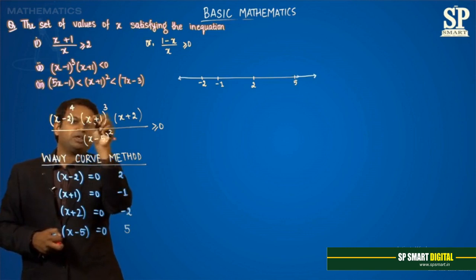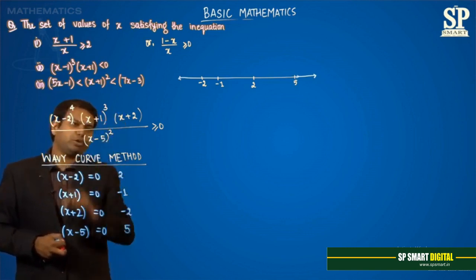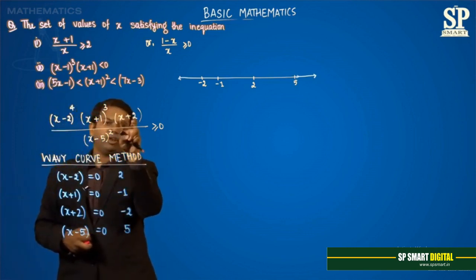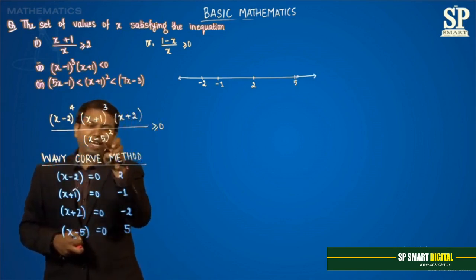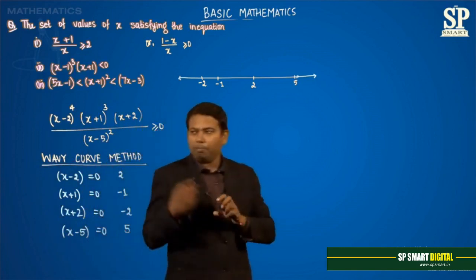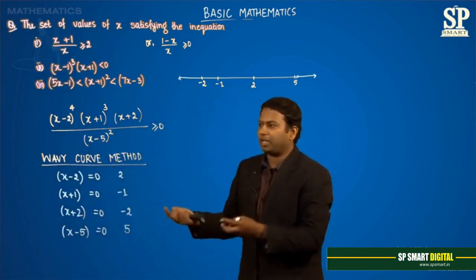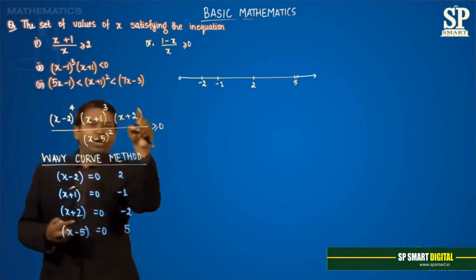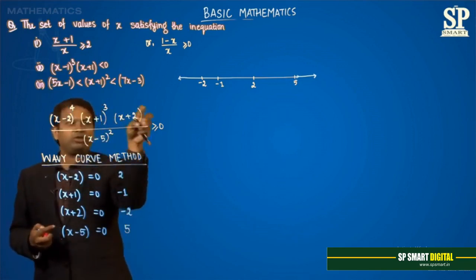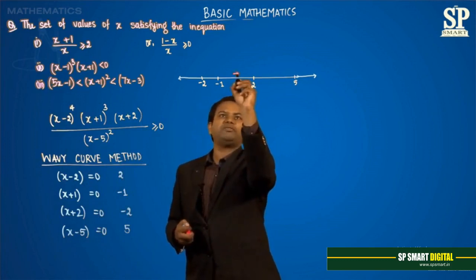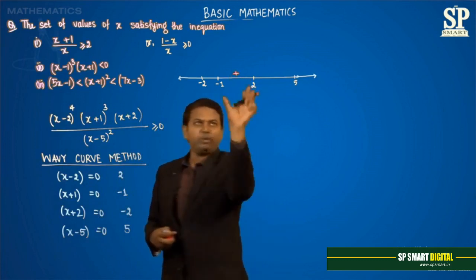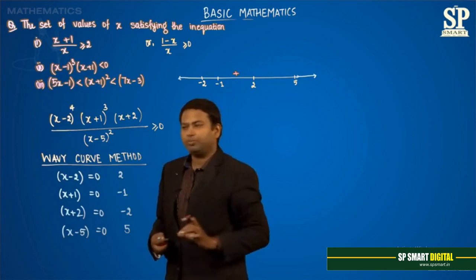This will become 0 plus 1 cube, which will also be positive. Here it will be 0 plus 2, positive again. 0 minus 5 is going to be minus 5, but when squared it becomes positive. So for the value x equal to 0, this expression is going to be positive. So let us put a positive sign here in between minus 1 and 2.